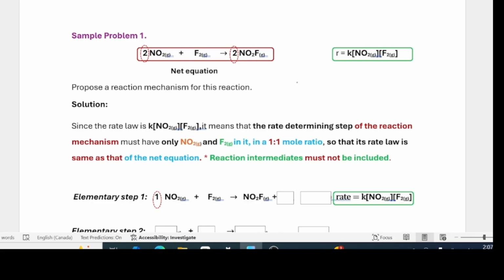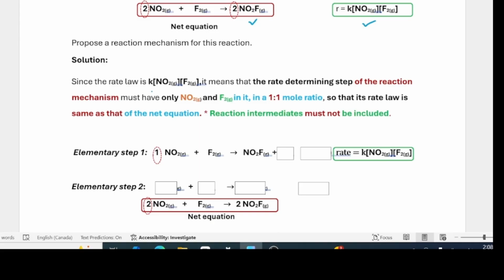We have some sample problems here that we will solve, such that our understanding of reaction mechanism is consolidated. Here is a reaction that involved nitrogen dioxide and fluorine gas to give this product here. Its experimentally determined rate law equation was found to be that. So if we can unpack that a little bit, we can see that it is first order with respect to nitrogen dioxide and also first order with respect to fluorine. The idea now is to propose a reaction mechanism for this reaction.